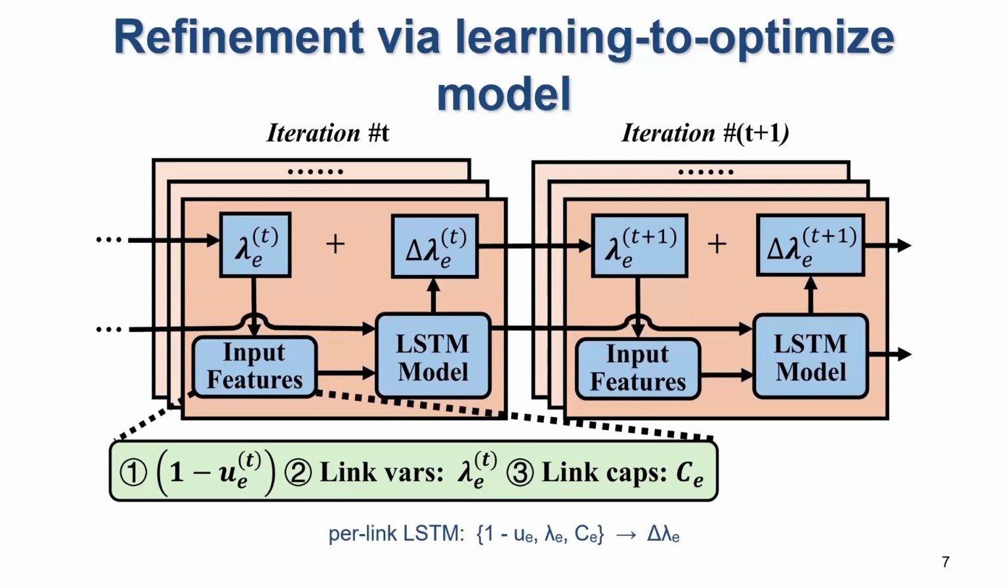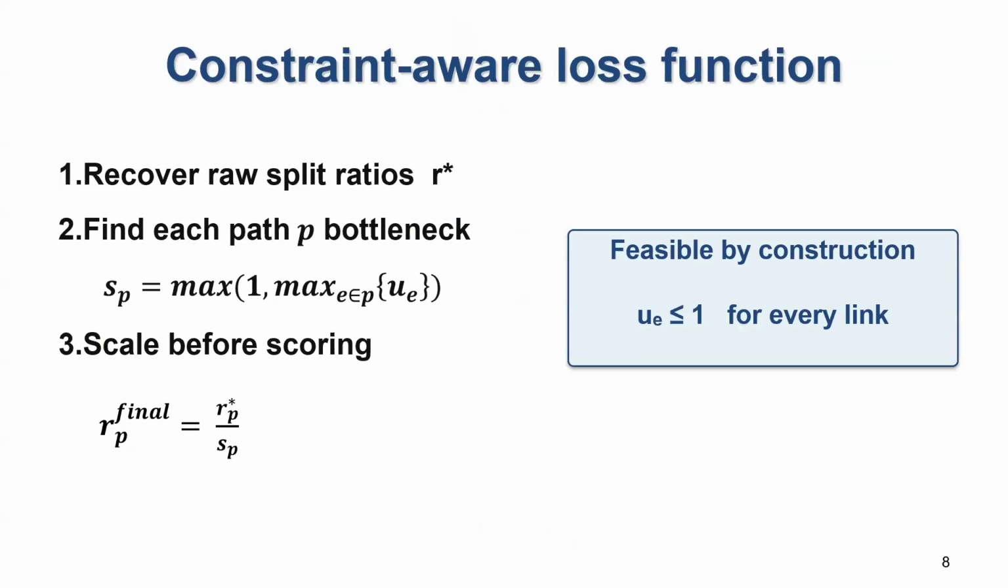It adopts a shared per-link long short-term memory model to produce the update delta from 3 local features: the dual gradient, the link variables, and the link capacities. The same module is shared by every link and across iterations, which is naturally compatible with different link sets and network conditions. The final design challenge is feasibility.